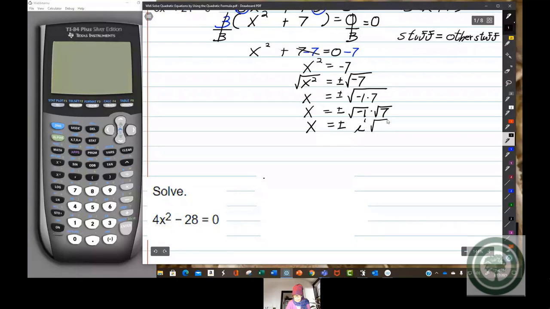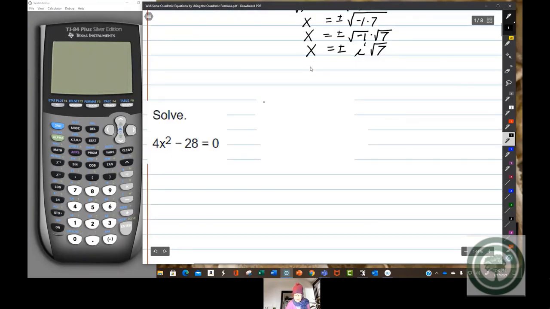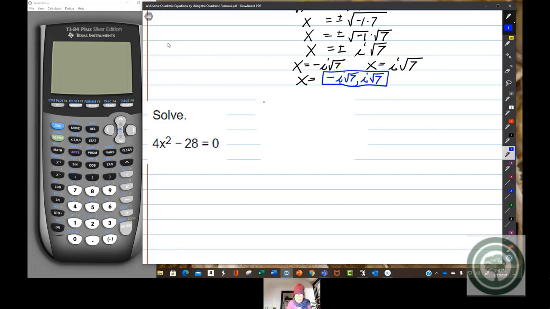Okay, now the square root of negative 1 is i. So now we get down to what this means. What this means is x equals 2 complex numbers. x equals negative i times the square root of 7, and x equals positive i times the square root of 7. So in the answer box where you have x equals and then you have the answer box, you write negative i times the square root of 7, positive i times the square root of 7.